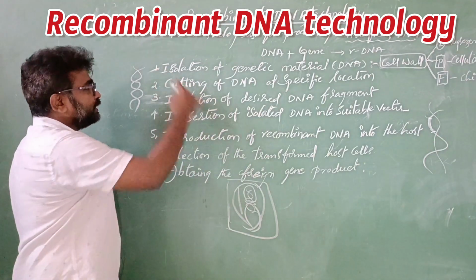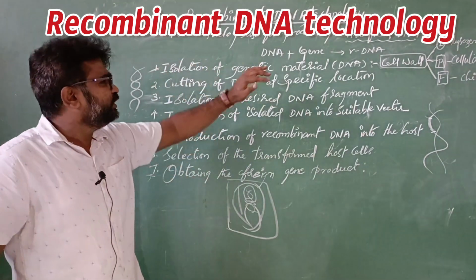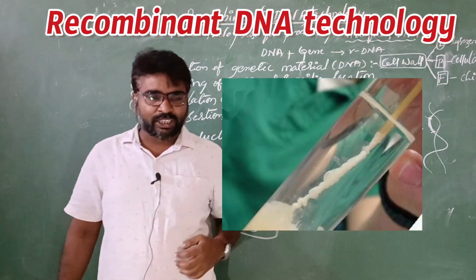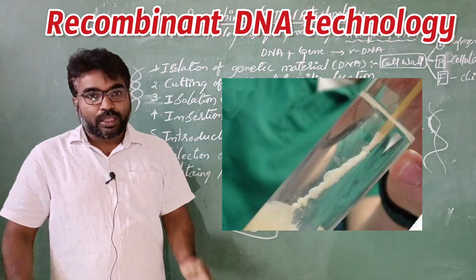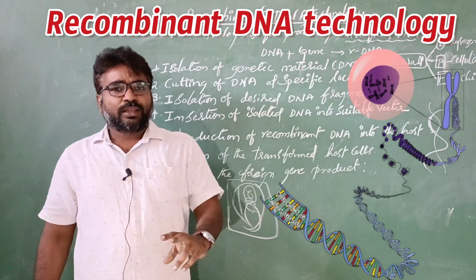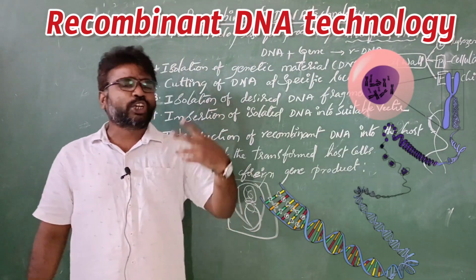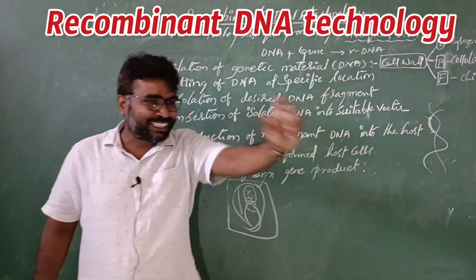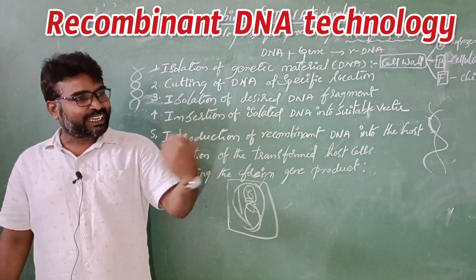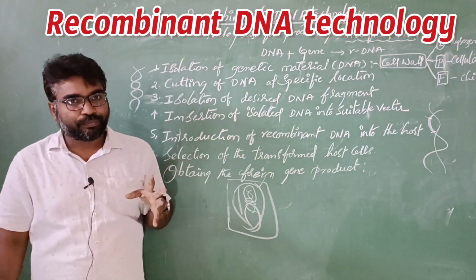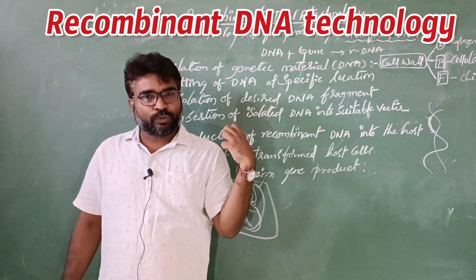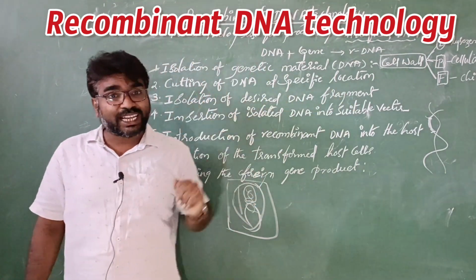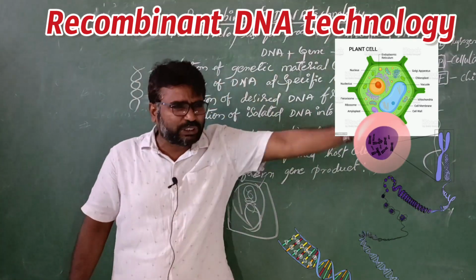First step, what is that? Isolation of genetic material. Genetic material is nothing but DNA. Here, mechanical methods and enzymatic methods are there. Why? We have to isolate. Isolate means we have to take DNA out from the cell. For that, we have to follow a simple procedure.